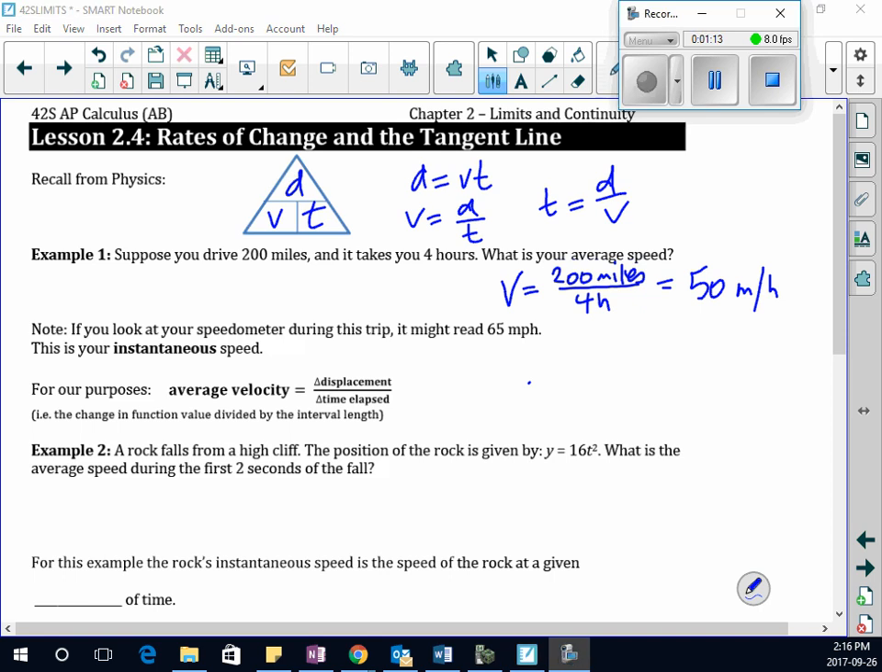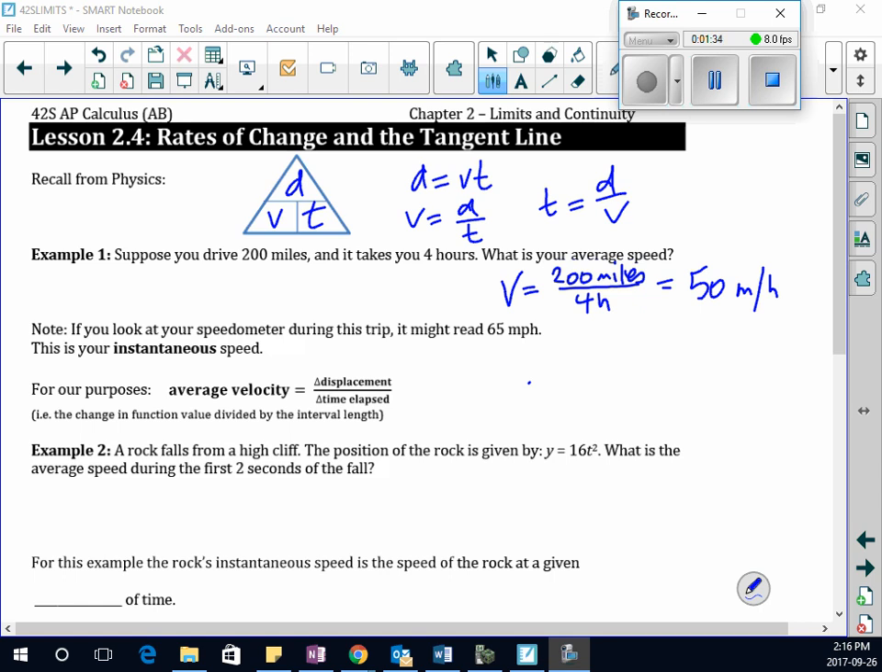Okay, so here's where it starts getting confusing because there's what's called average speed and instantaneous speed. So when you look at your speedometer and you read 65 miles per hour, that's at that instant what you're driving. This is over 4 hours your average speed. You see the difference between the two?